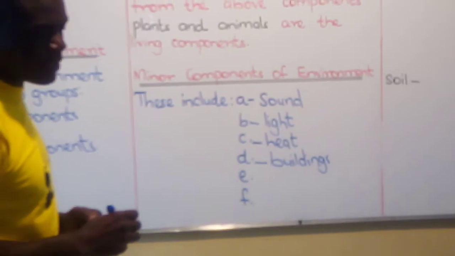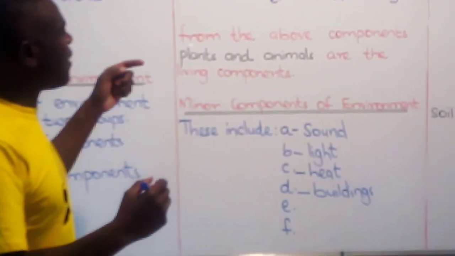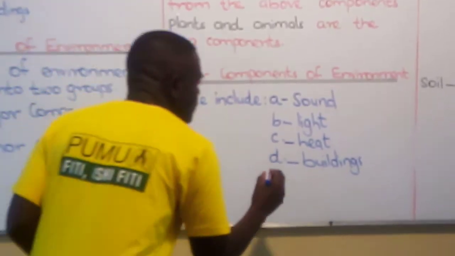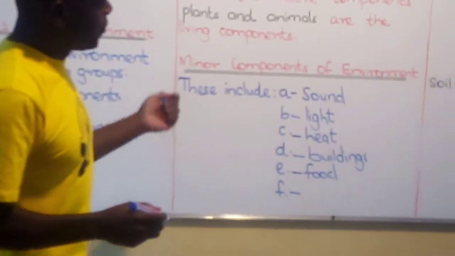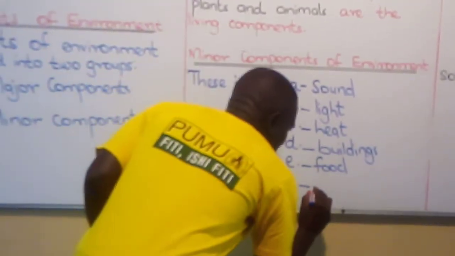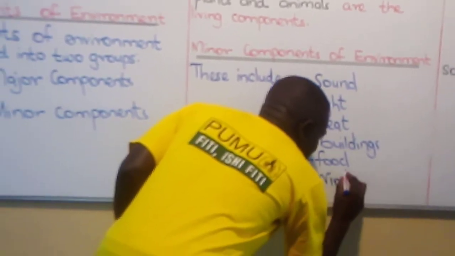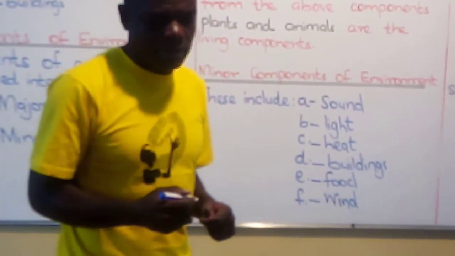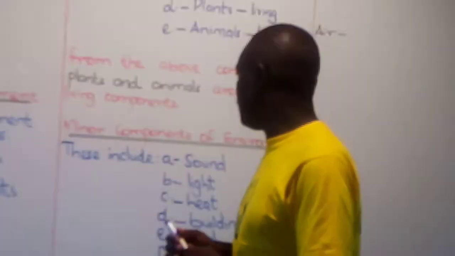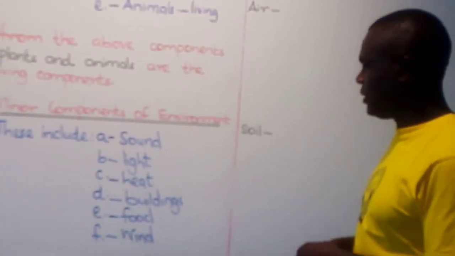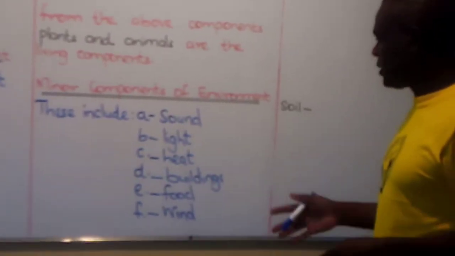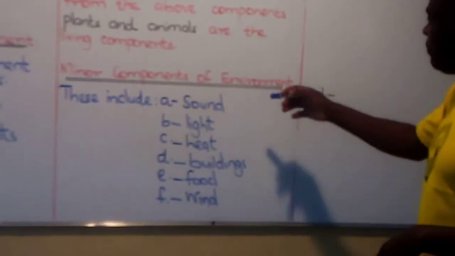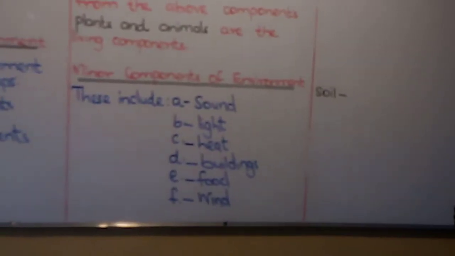Do we say buildings? Yes, buildings are also. Now we can find other things like food. Food is also. Do we say wind? I know wind is the moving air. So many others are minor components of the environment. These are minor components, not so important. Plastics, those ones are minor components. Metals, they are minor components. You can make a longer list than this one, boys and girls.